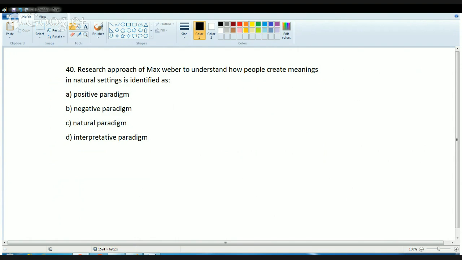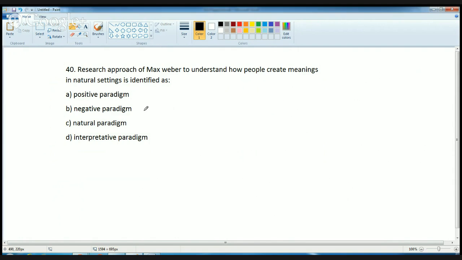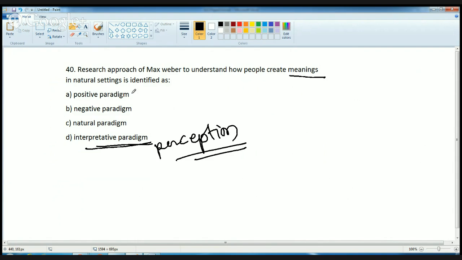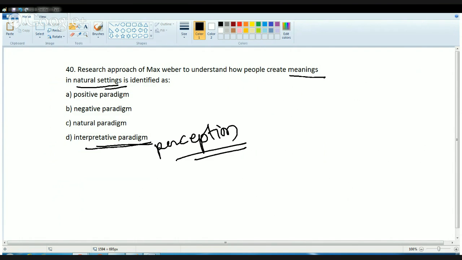So I'm trying to interpret that phenomenon, why he is talking to me so generously or so nicely, or I'm trying to create a perception about that person. That is what an interpretative paradigm is, where I'm trying to interpret that thing or give perceptions about that thing. When you subjectively give perceptions about something, you are talking about interpretative paradigms, and that is where you give meaning to your natural settings, or you create meaning to something that already exists.